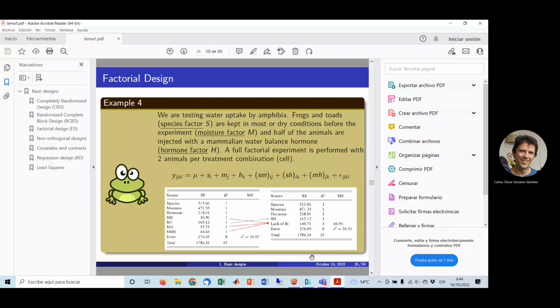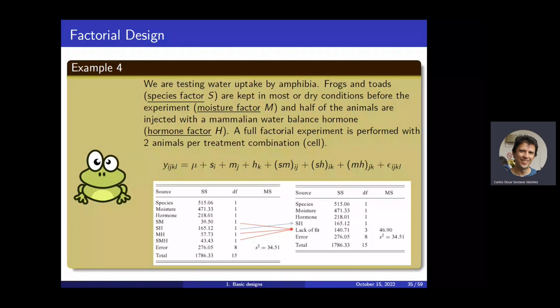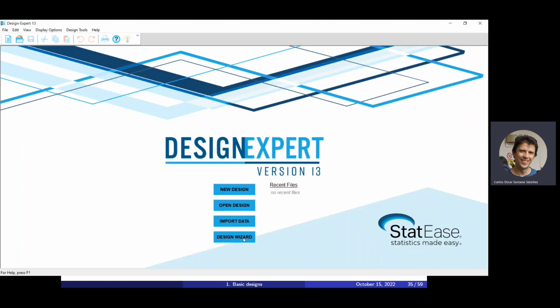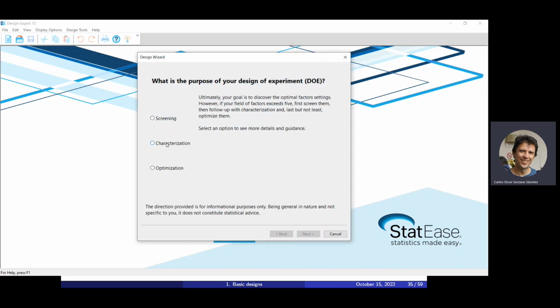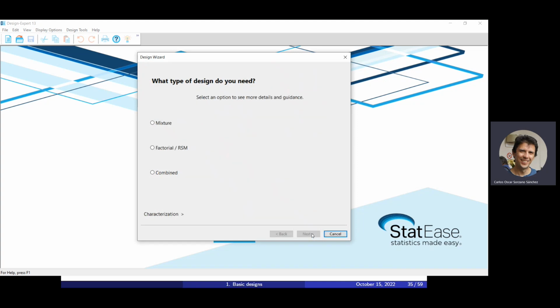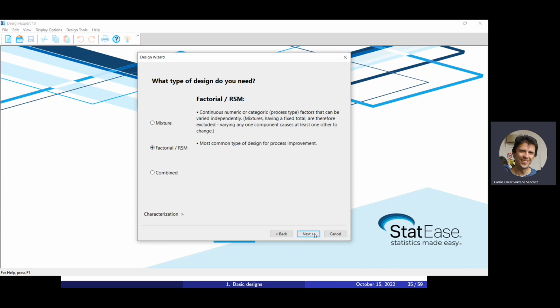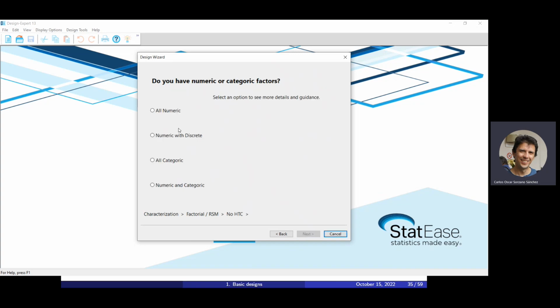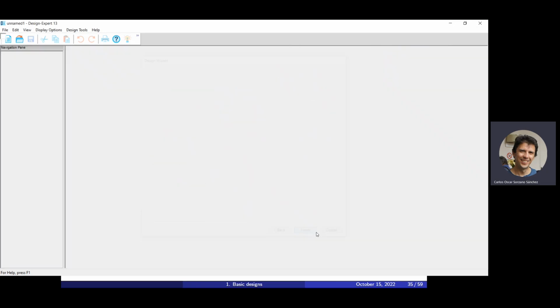Okay, so now we will use some program to analyze or to design this experiment of the frogs and toads. For that, we will use Design-Expert. We will start using the design wizard. What we are doing is a characterization experiment, and we will not enter into the other two options. Then we have factors, and none of them is hard to change, and all are categoric.